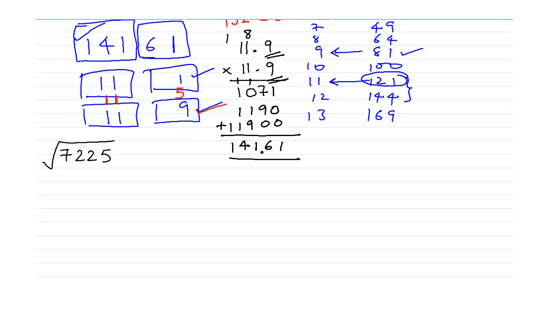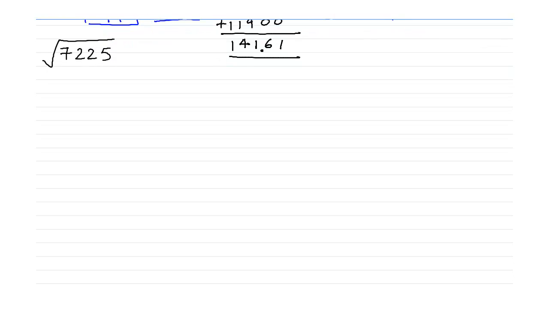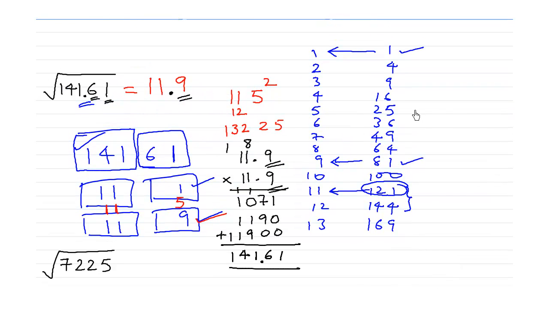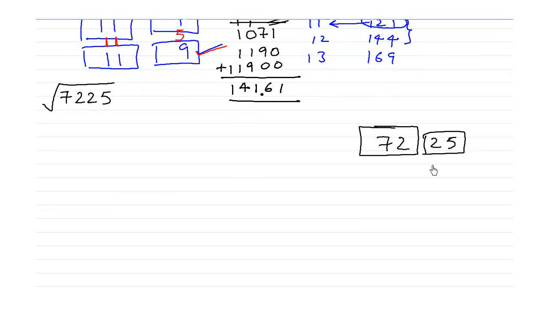Similarly, what is the square root of 7225? So we shall be writing 7225, 25 grouped together, and we have the 72 in another group. Since we have 5 as the last digit, you can see over here 5 as the last digit only occurs once, and the number opposite to that is 5. So we have 5 as the last digit of our answer also.